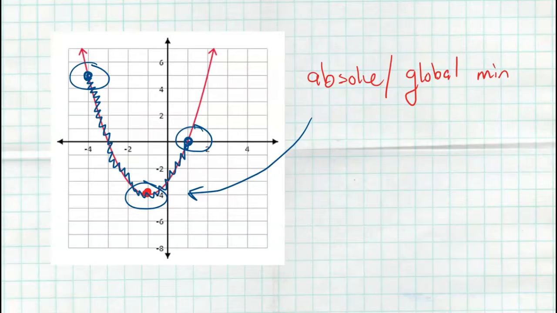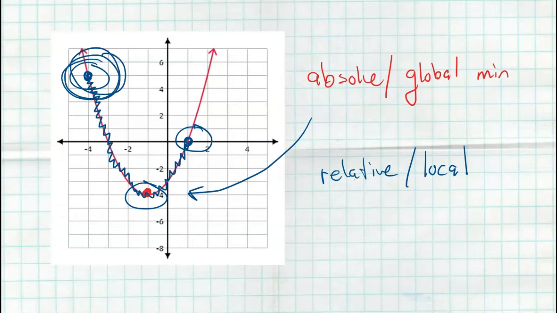But these other ones would be what we call relative extremas, or relative max or relative min, also known as local. Again, I know there's a couple different words we use there, but we say relative or local. Again, just like absolute or global. You could use either one. All that means is that relative to this area right here, this is a maximum value. And relative to this area right here, this is a minimum value.